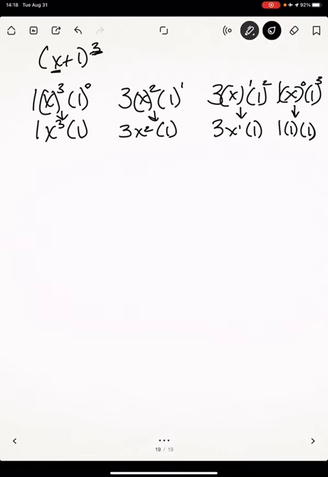So we're almost done. The last thing we need to do is multiply our numbers times each other. So we're going to say 1 times 1 is 1, so that's going to be x to the third. Then we have 3 times 1 is 3, so we're going to say plus 3x to the second. And the reason why I said plus, guys, I want you to remember, if there's not a minus sign in front of your term, meaning that it's not a negative term, you put a plus sign.